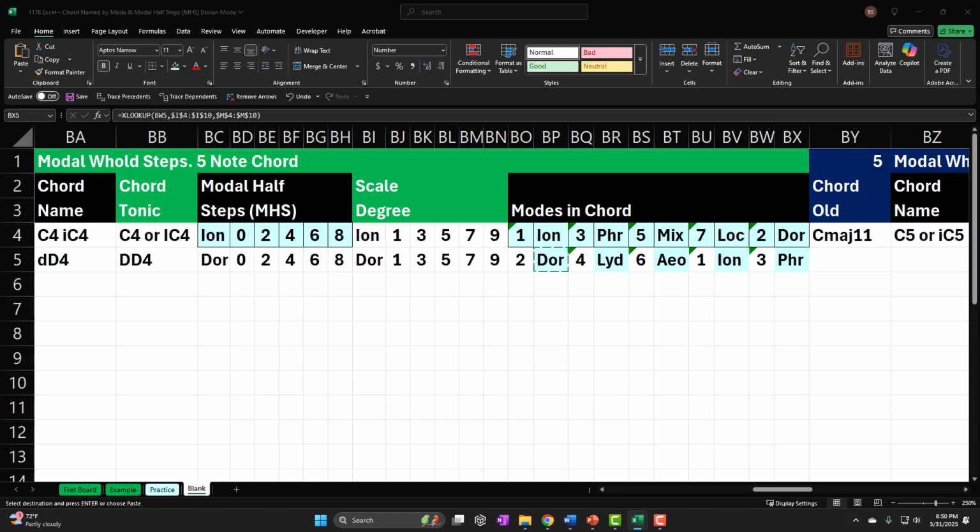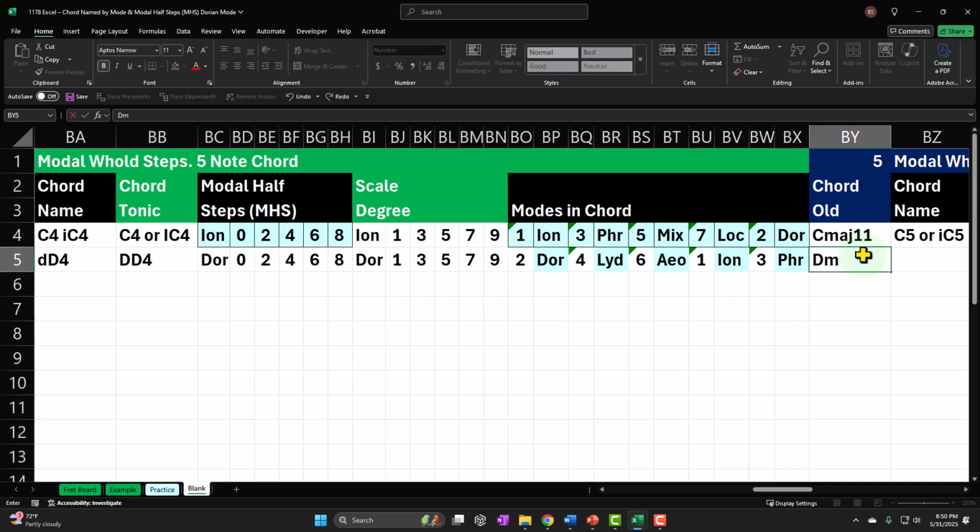So what would a 6-note chord normally be called in the crazy system that we're currently using? It would be a, hold on. I lost my mouse there for a second. All right, in the crazy system, this is going to be a D minor 11.